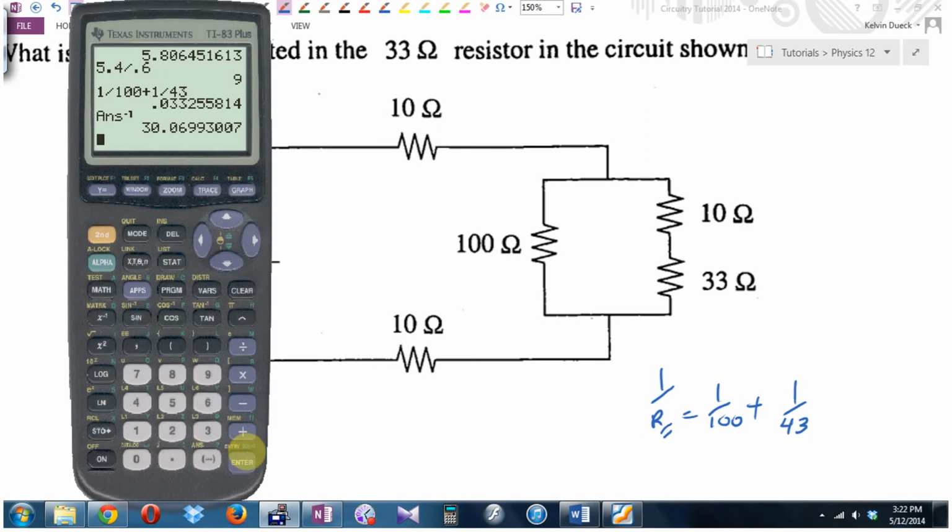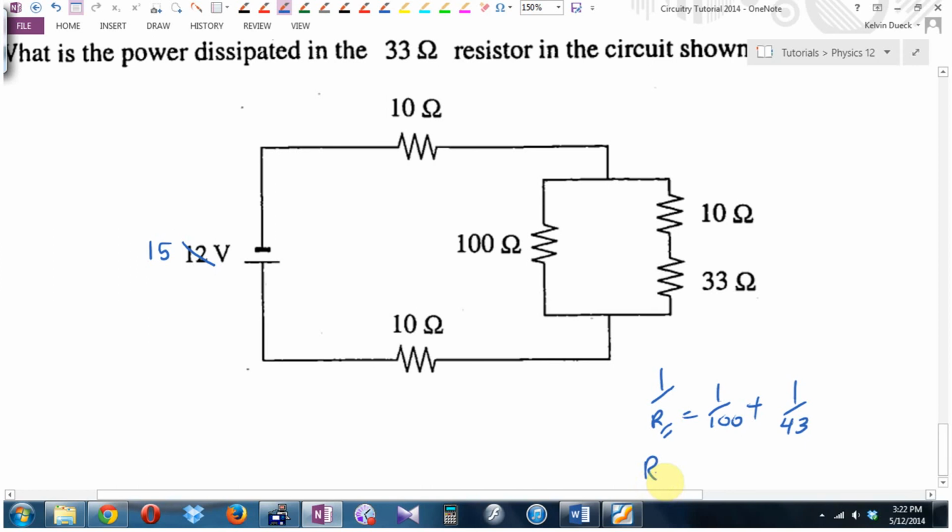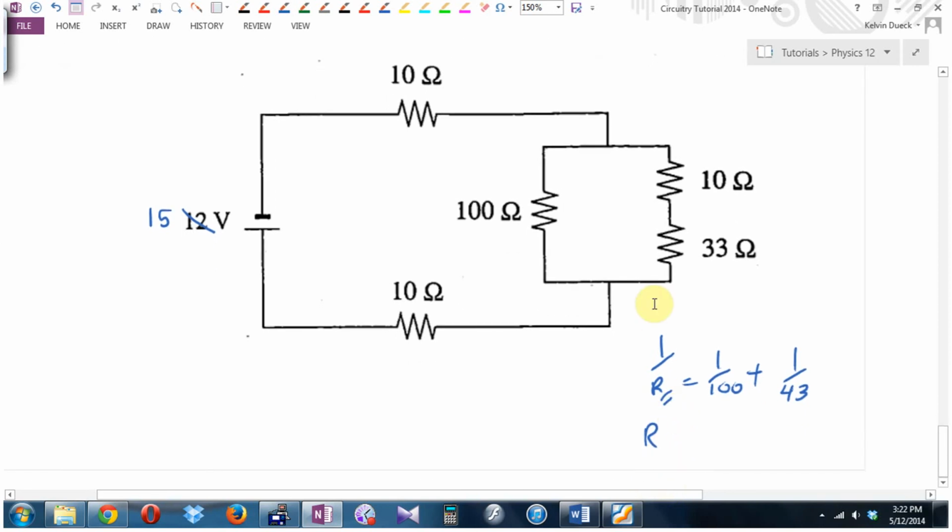30 point, and I'll carry some extra sig figs because this is not my final answer. I'll go 30.07. And I'd probably give you 1 or 2 marks for that. So just show me that you found it somewhere anytime. Just be neat and organized. Don't just have your pencil throw up on the page.